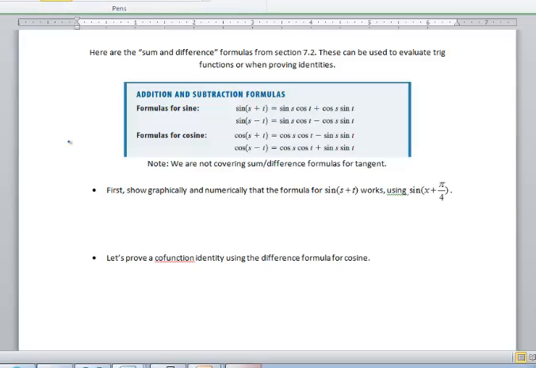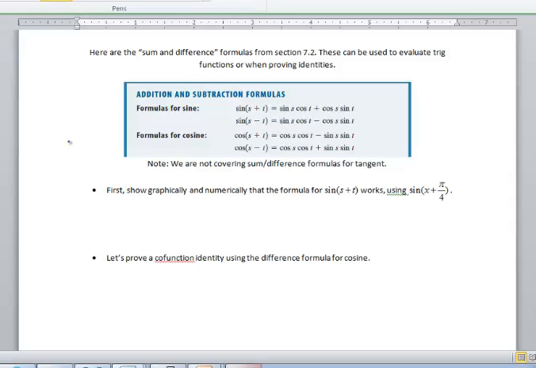Now, section 7.1 dealt with proving identities, right? Using identities like reciprocal identities and Pythagorean identities, things like that, to prove other identities. Okay. Now, in 7.2, we have some more formulas, namely the addition and subtraction formulas, which we can do pretty much two things with. We can either use them to evaluate expressions, or we can use them to prove identities. All right. So this video is really going to focus mainly on using them to evaluate expressions.